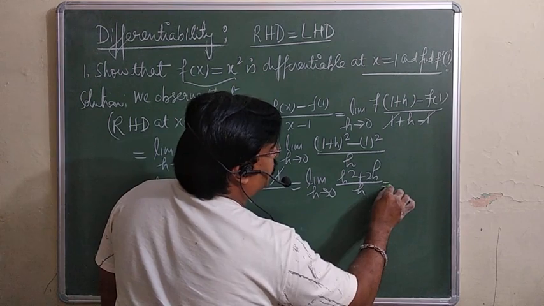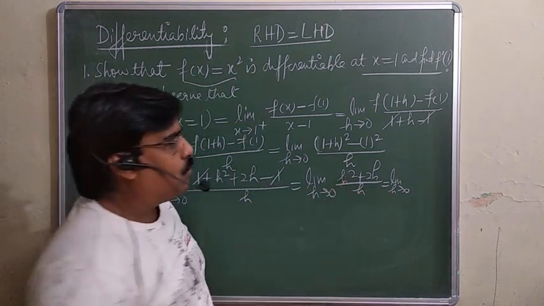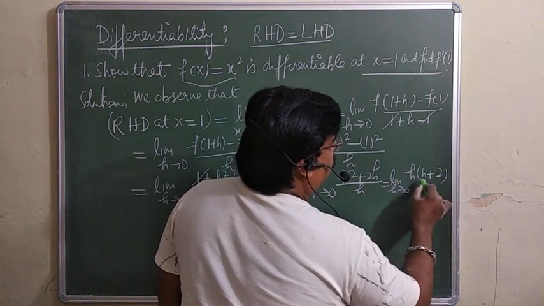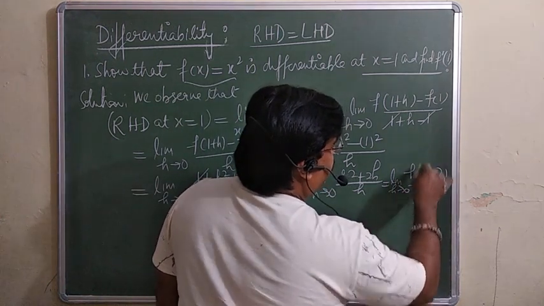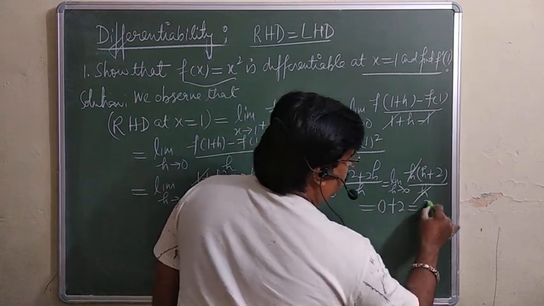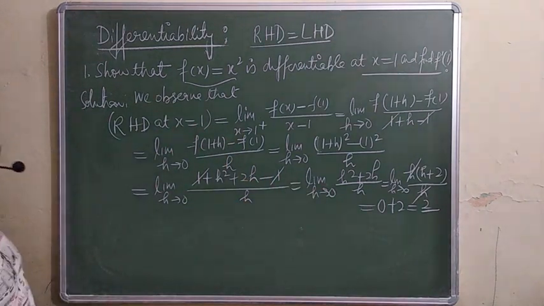You can take out h as common from the numerator, otherwise you will get the indeterminate form. So take out h, and you will get (h plus 2) over h. Cancel h and just put h equal to 0: 0 plus 2, so this is 2. So the right hand derivative at 1 is equal to 2.